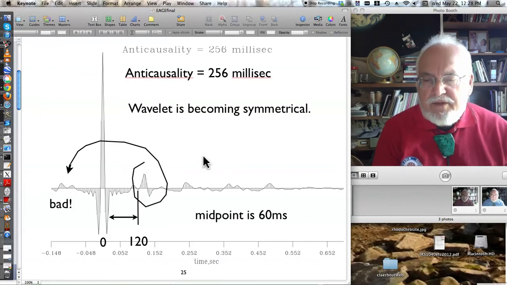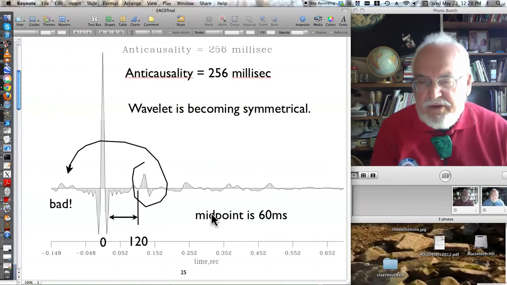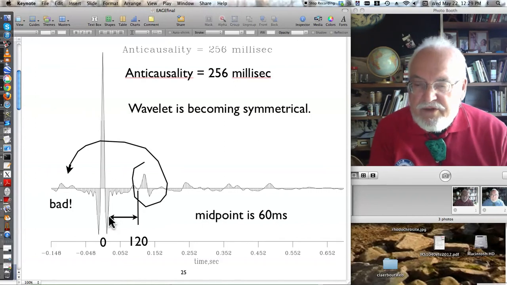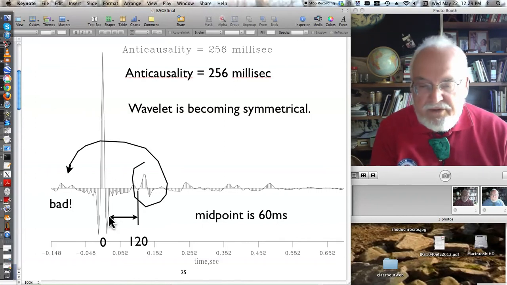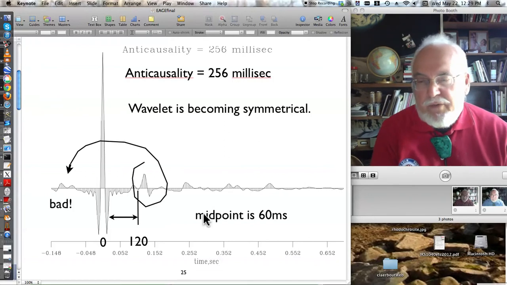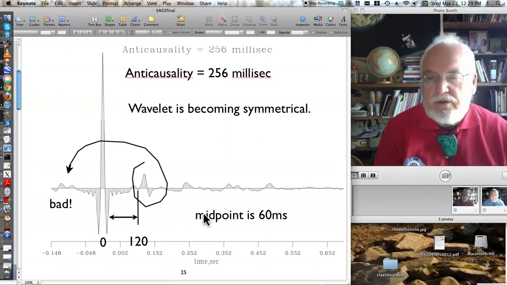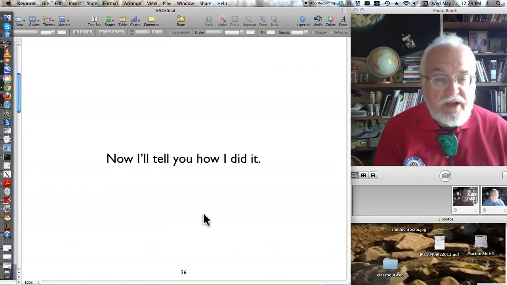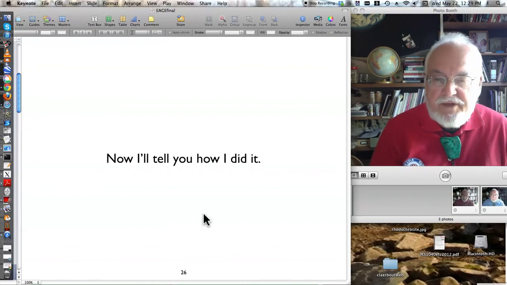So I came up with this magic number of 60 milliseconds. How did I do that? I measured the time difference between the bubble and the end of the Ricker wavelet, and that was 120 milliseconds, and divided by 2, so 60 milliseconds is the parameter that we need to choose to make this work. I'm going to tell you how I did it, what calculation I did. It's just an analytic solution. It's not an optimization problem.